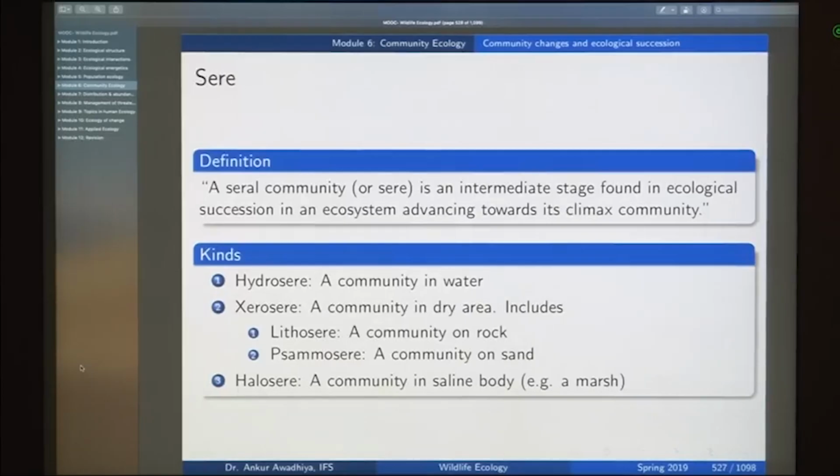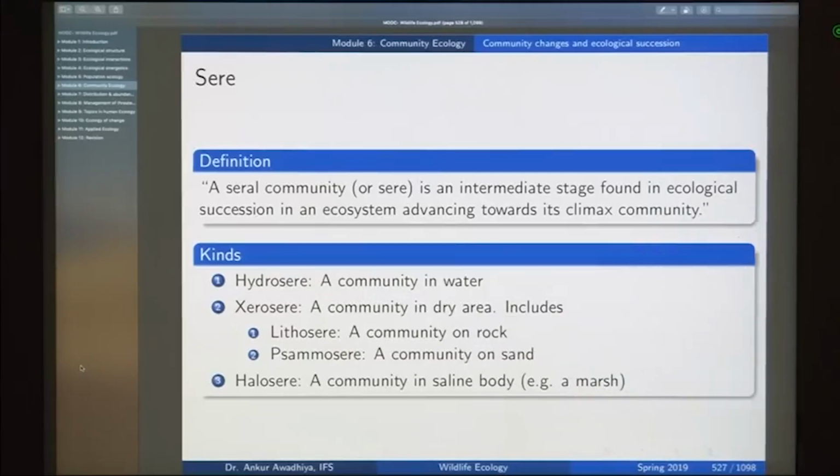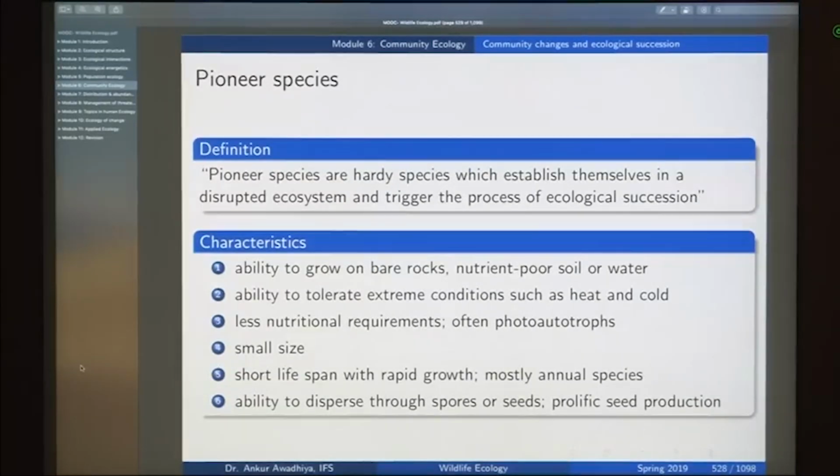And then we defined seer. A serial community or a seer is an intermediate stage found in the ecological succession in an ecosystem advancing towards its climax community. There are three kinds of seers: hydroseer, which is a community in water; xeroseer, which is a community in a dry area, which can be rocks or which can be sand; and haloseer, which is a community in a saline body such as a marsh.